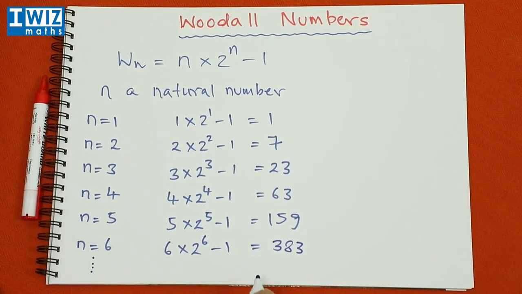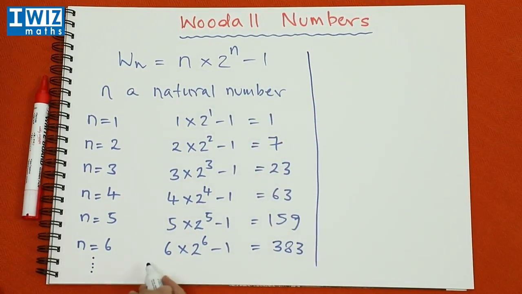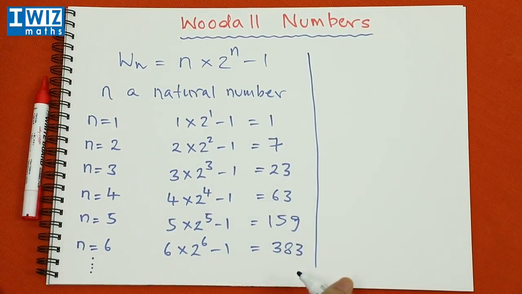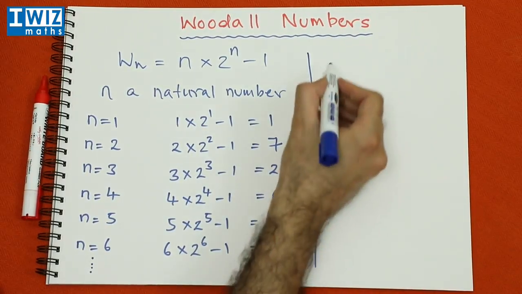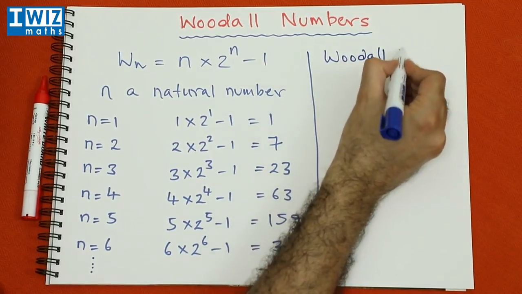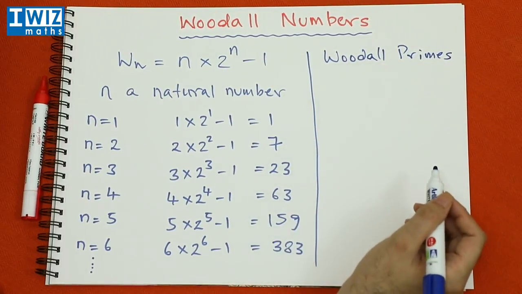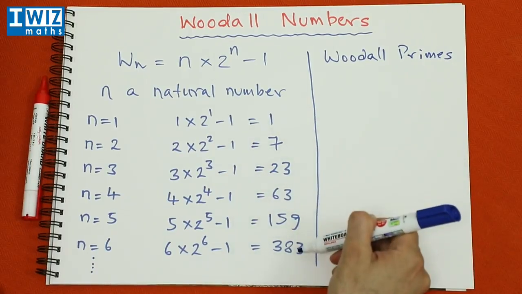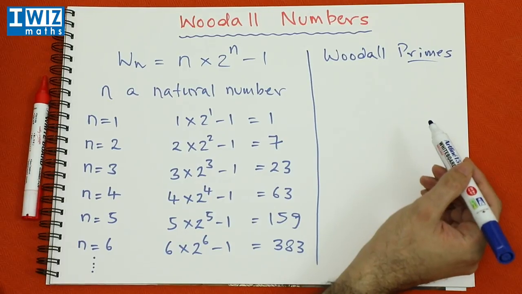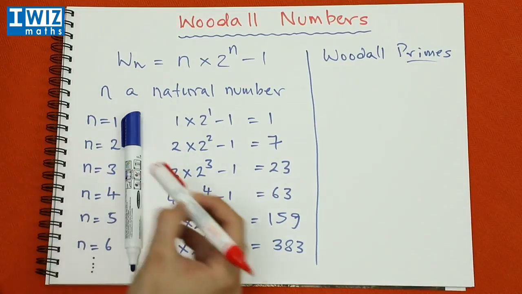So the question is that these are Woodall numbers. These are the first few Woodall numbers. How do we get Woodall primes? So that's the question. How do we get Woodall primes? And that's fairly straightforward, because any Woodall number which also happens to be a prime number is a Woodall prime. So let's try and identify the first few Woodall primes.